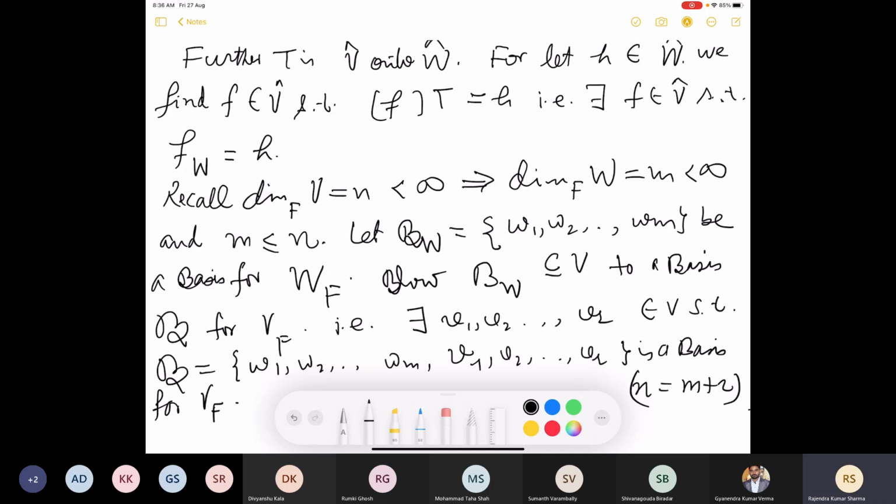So we extend the basis BW of W to a basis B for V over F, and that retains naturally all these vectors from the basis BW. So the basis B for V over F is W1, W2, ..., Wm, and some more vectors if required, V1, V2, ..., Vr, so that all of these together, m plus r elements, form a basis for V over F, and therefore n has to be m plus r.